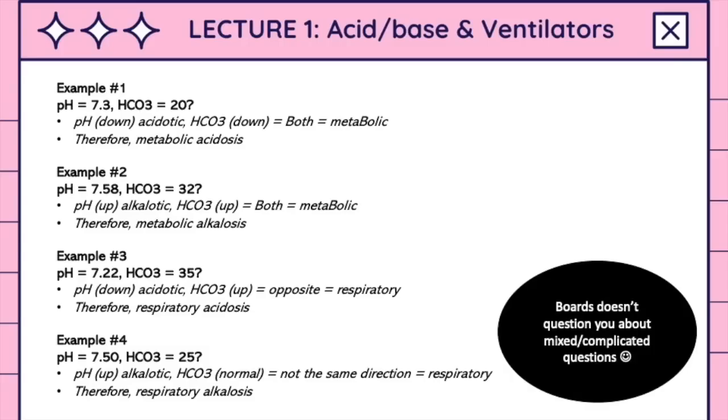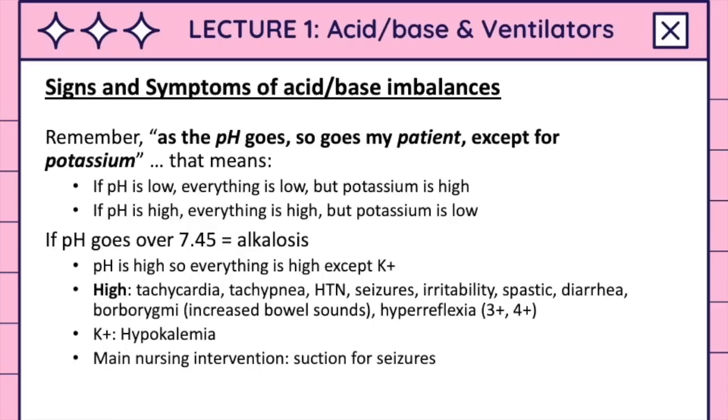And the bicarb is normal, 25. It's normal. So is that the same direction? Up and normal? No. So it's got to be respiratory. So even if the bicarb is normal, it still works. You see what I'm saying? Alrighty, that's the ABG interpretation.